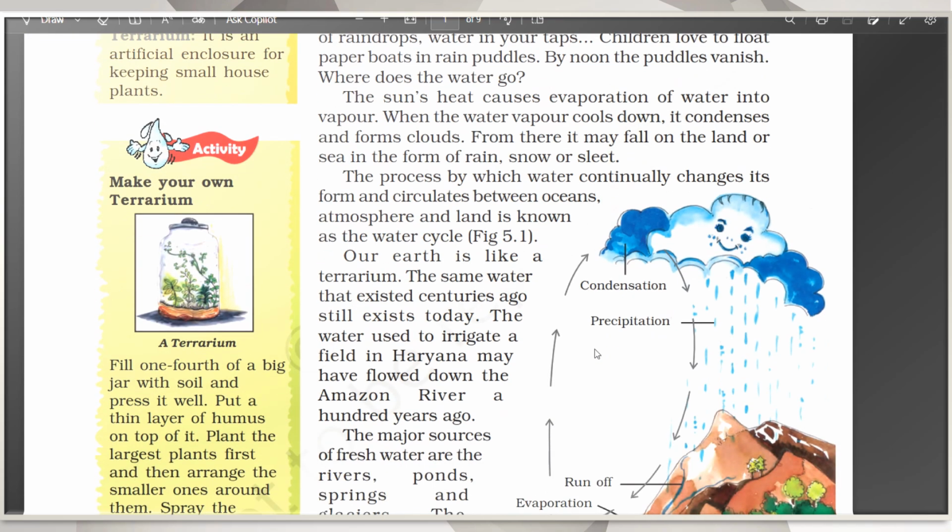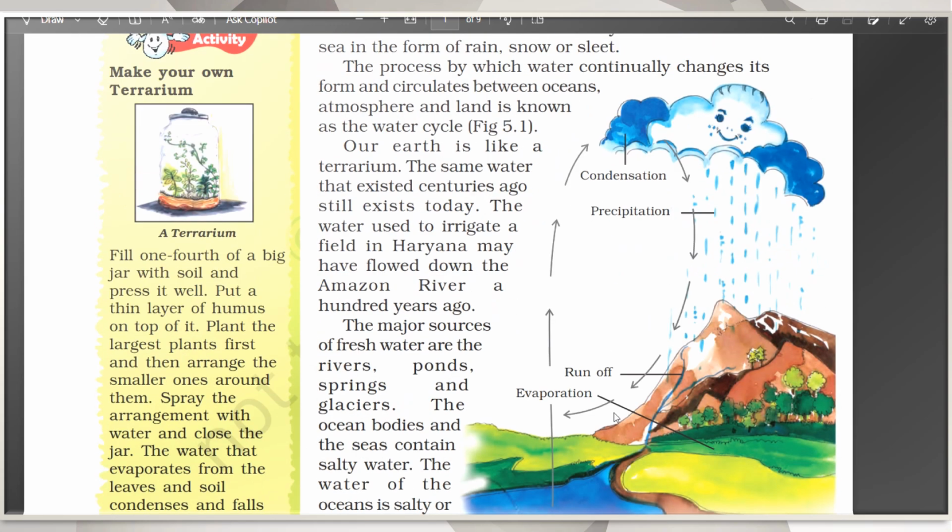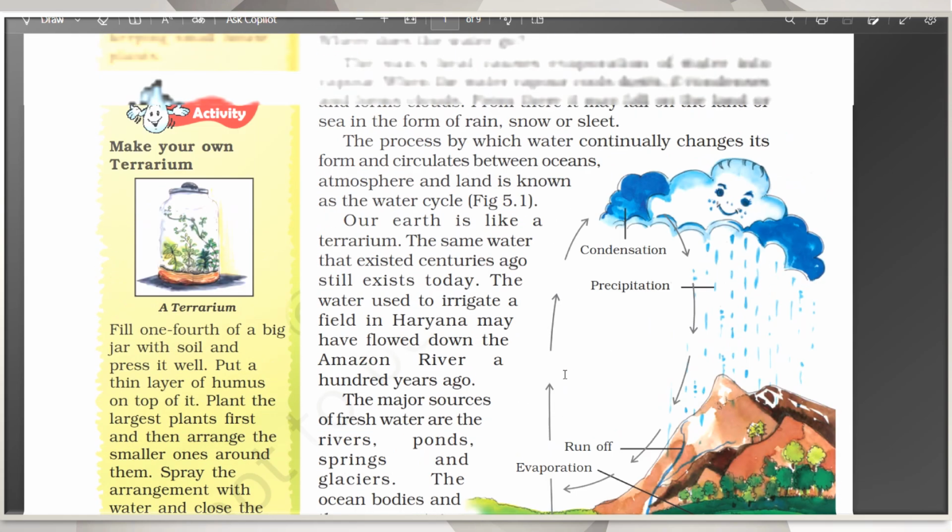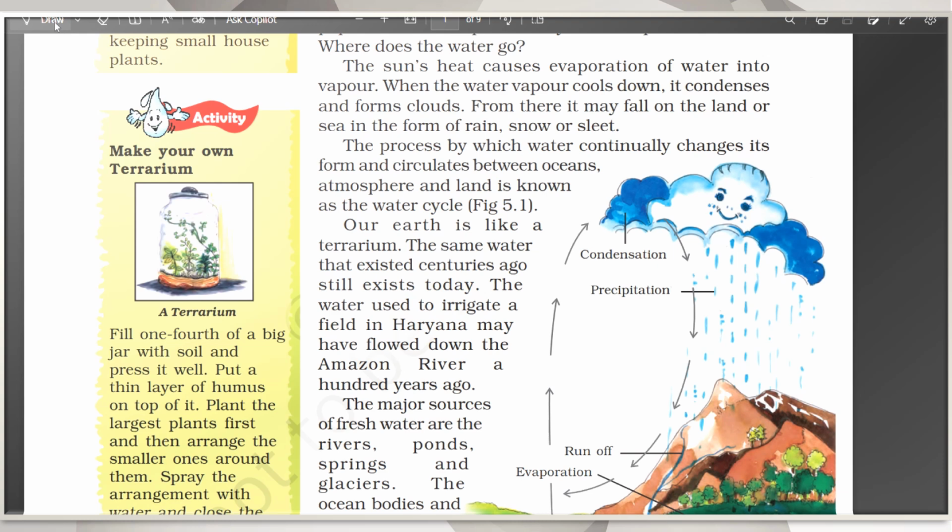You can very well understand from this picture. When the water is evaporating from the ocean, it becomes water vapor, and it condenses. It goes into the atmosphere and becomes clouds, and from there it may fall on the land or sea in the form of rain, snow or sleet. When it falls in the form of rain, it is rainfall. When it falls in the form of snow, we say that it is snowfall.